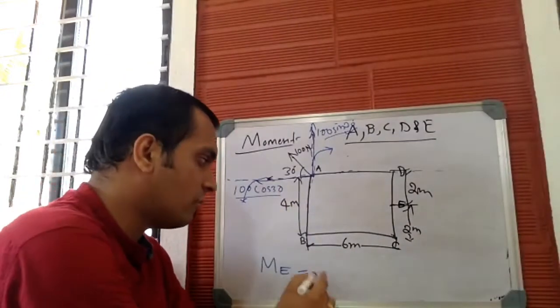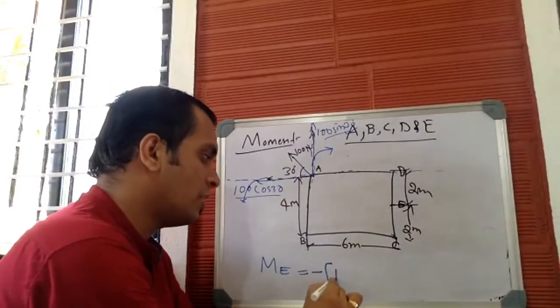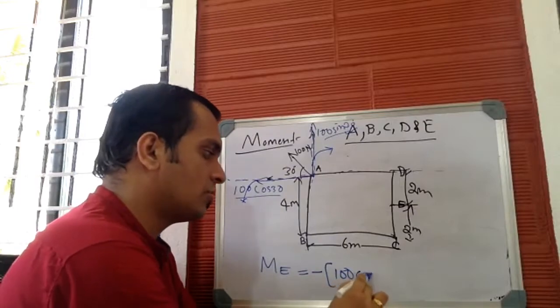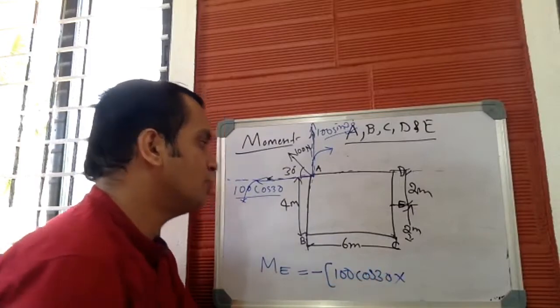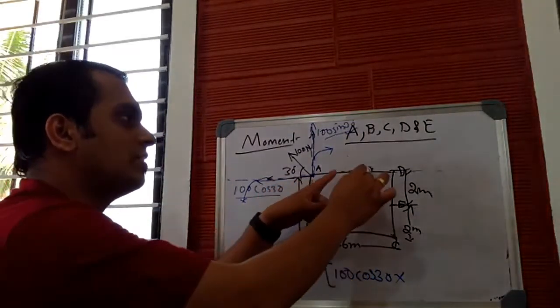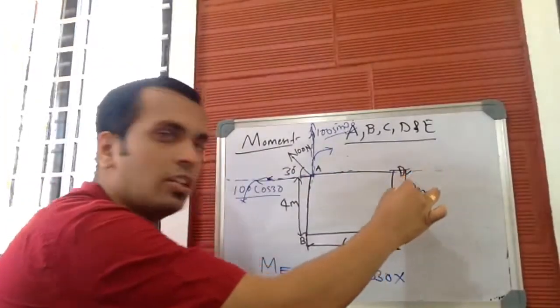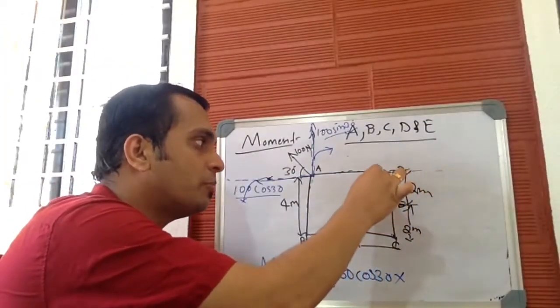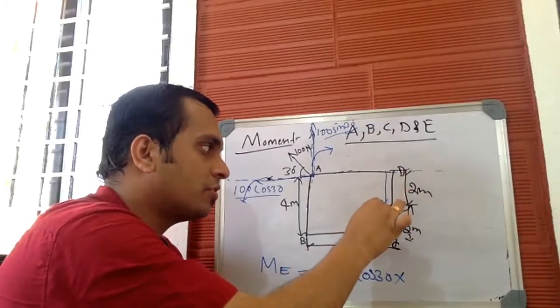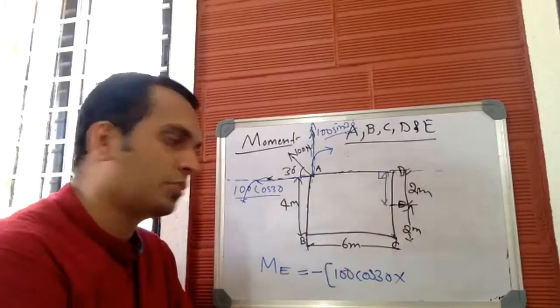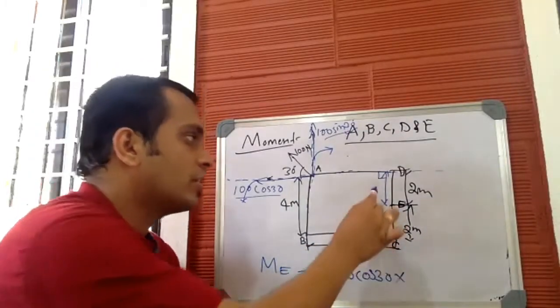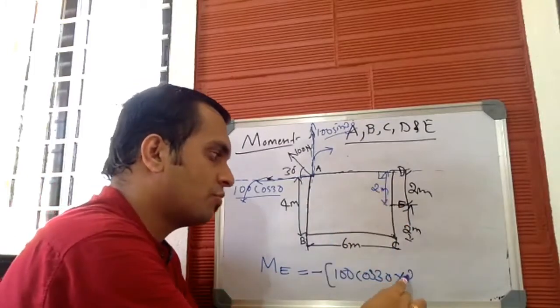It produces anti-clockwise moment, which is minus 100 cos 30 into, what's the perpendicular distance? I have drawn the line of action. This is the line of action, and this is point E. So the perpendicular distance from the line of action to point E is this, so it will be 2 meters. Minus 100 cos 30 into 2.